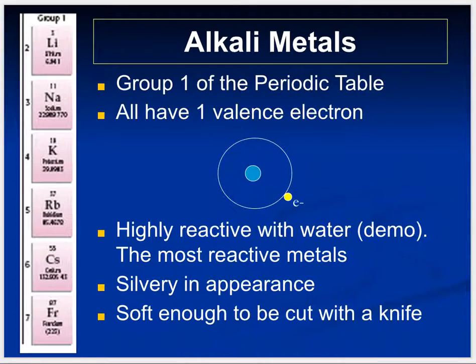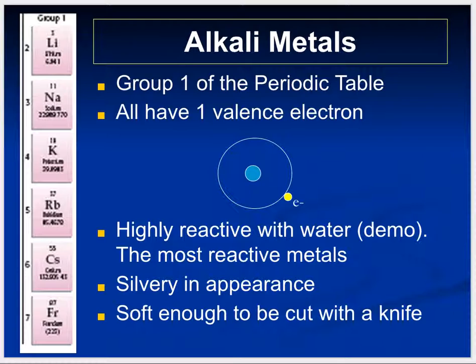They are all carrying 1 valence electron. These are highly reactive with water. We'll see a demonstration on that where we can see how reactive they are, meaning that when you put them in water, they're going to have a vigorous reaction. All of these metals are silvery in appearance. They have a good luster. And many of them are soft enough to be cut with a knife. We'll see some of these in labs on Thursday. So group 1 is called the alkali metals.